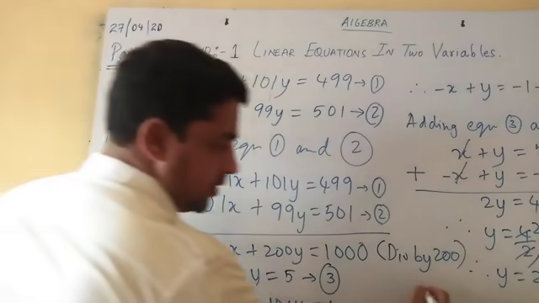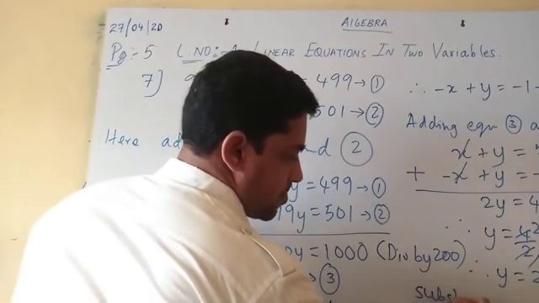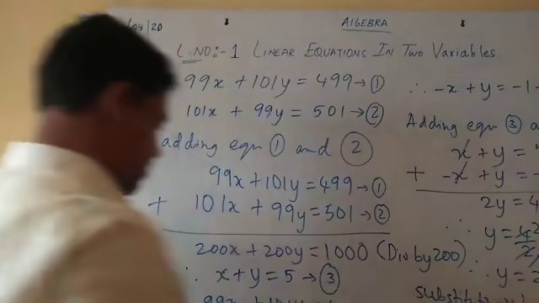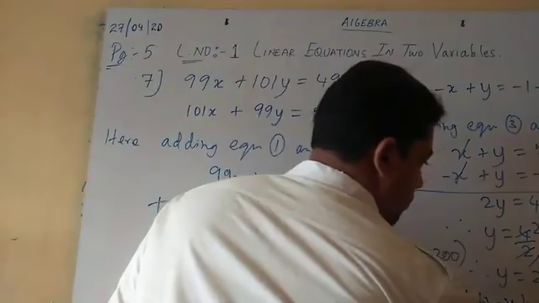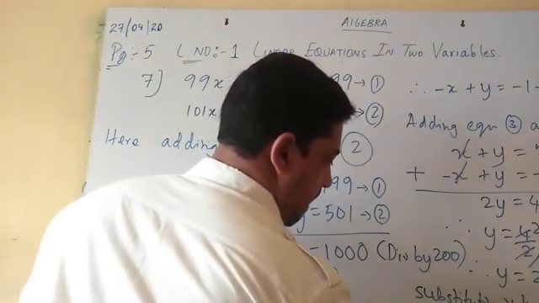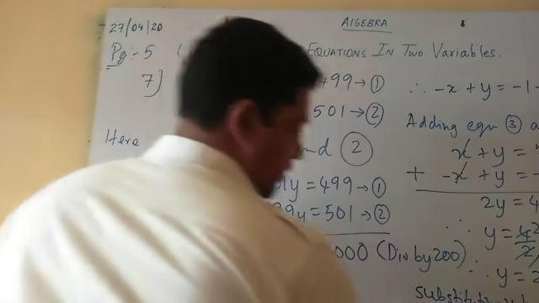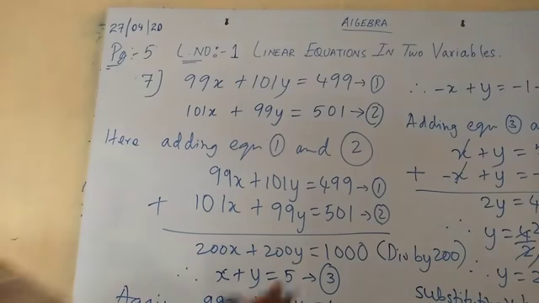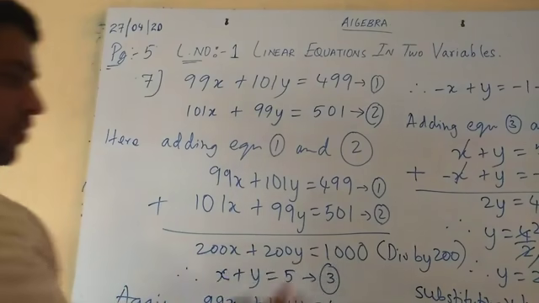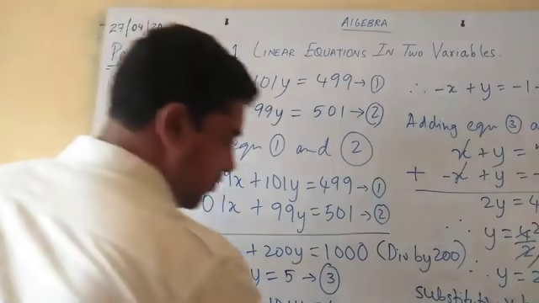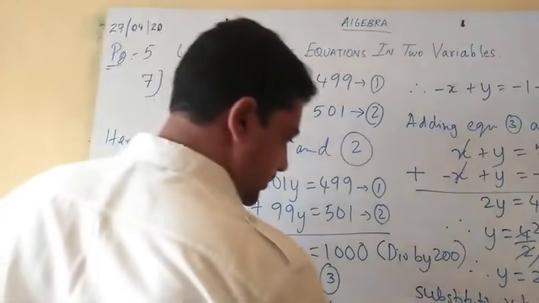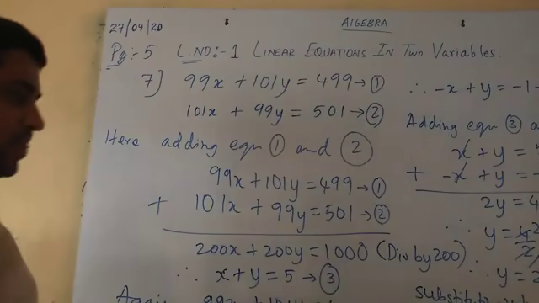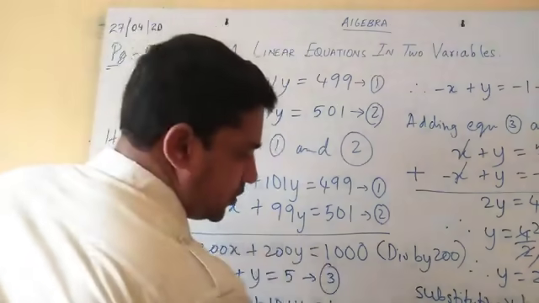So by substituting the value of y in equation 3. In equation 3. You can substitute in 1, 2, 3, 4 any equation, but this is the easiest. So we'll substitute the value in equation 3. Therefore, x plus 2 is equal to 5. The value of y is 2. Now, this becomes very easy.